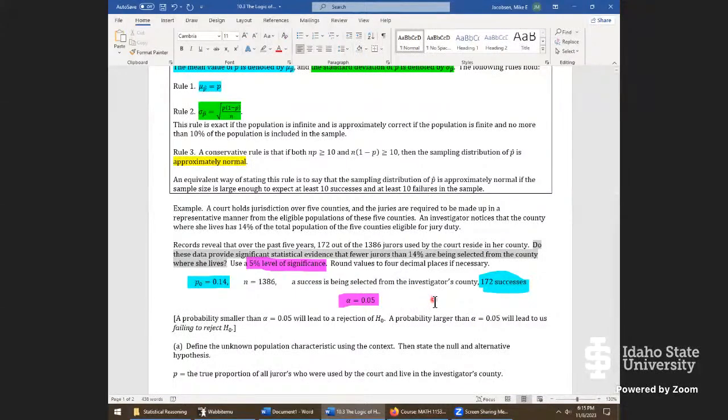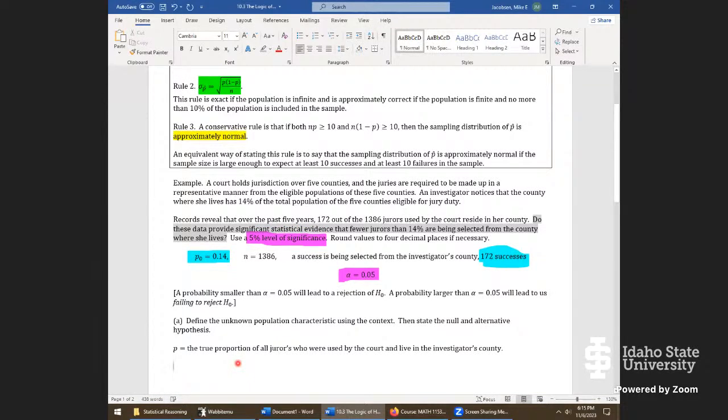Okay, so I think we're okay with that. We're going to consider the success as actually being used and present for jury duty in the court, and that's the proportion P. The investigator says, after looking at historical records, it should have been 14%. And we can use that immediately to write down both a null and alternative.